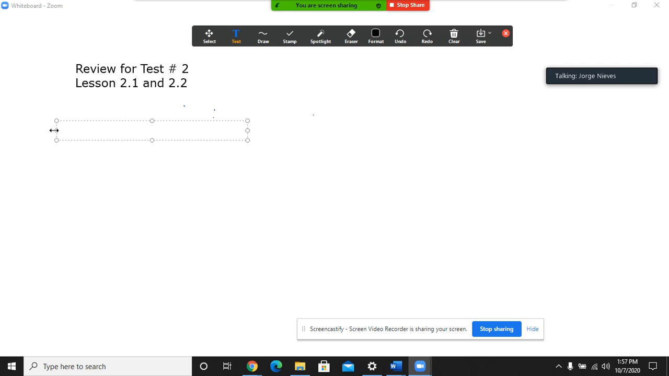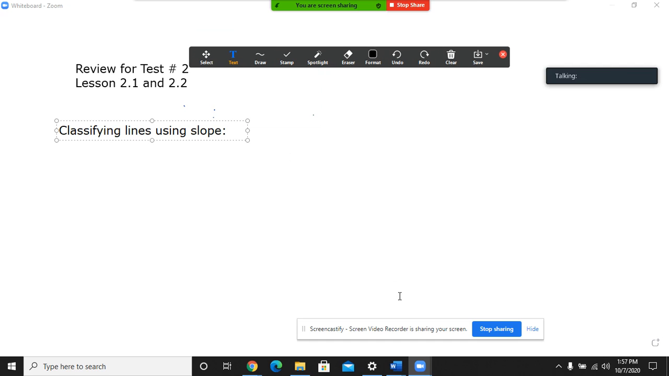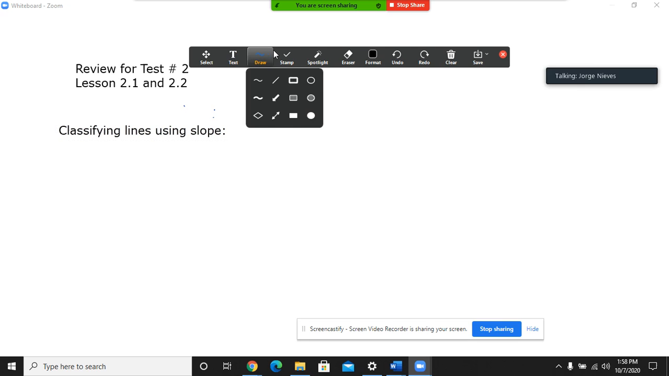So now, students, we're working on lesson 2.2, but we're gonna focus on classifying, que esto lo vimos en clase, classifying lines using slope. Okay. So let's see some examples of what this is about. So for example, we got the first coordinate. Let me write them down. Deme un momento. Okay. Classifying lines using slope.